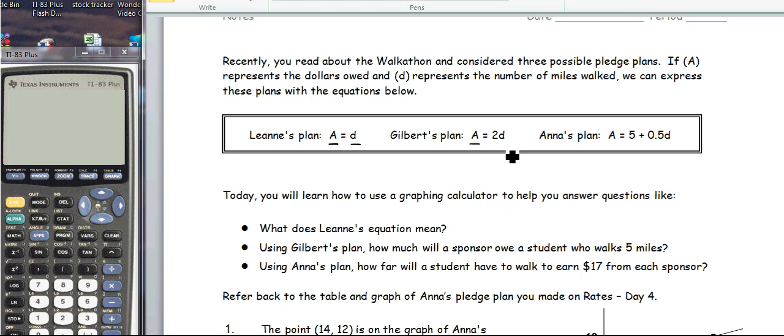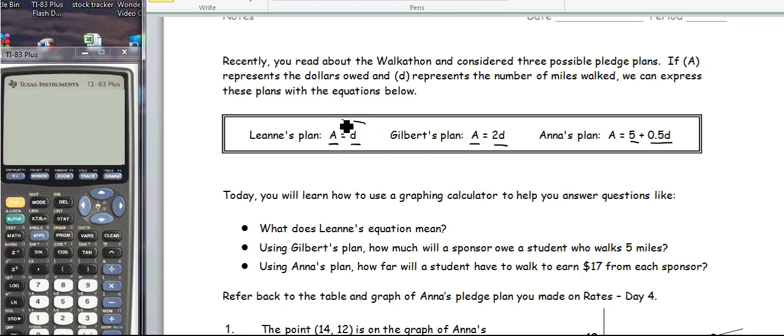Gilbert's plan, A equals 2D. And Anna's plan, A equals 5 plus 0.5D. I want to go ahead and talk just briefly about the independent and dependent variable.